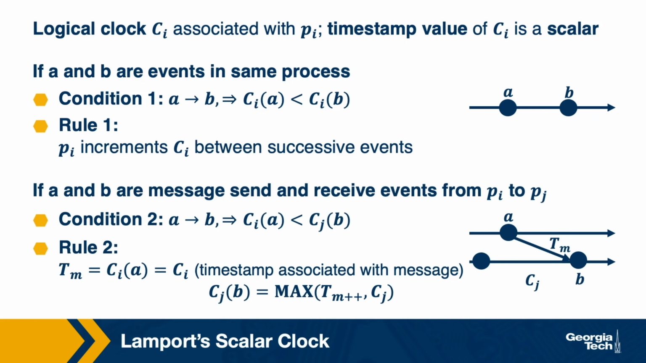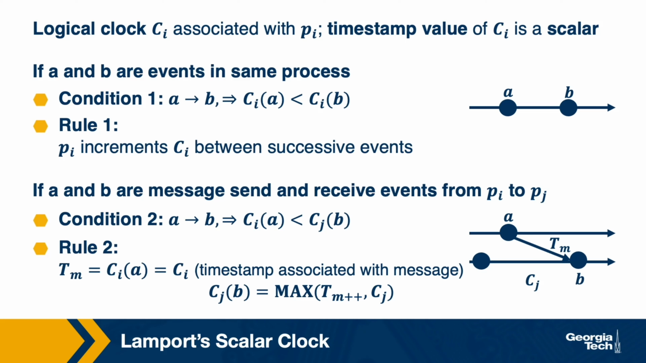For two events, A and B, at two different processes, where A is the event of sending a message M at process PI, and B is the event of receiving that message at process PJ, we have to make sure that the timestamp CI of A, which is the timestamp at the process PI, is less than the timestamp CJ of B, where CJ is the clock at node PJ. We have to ensure this because sending a message precedes the receipt of the message, so the timestamp associated with the sending event has to be smaller than the timestamp associated with the receiving event.